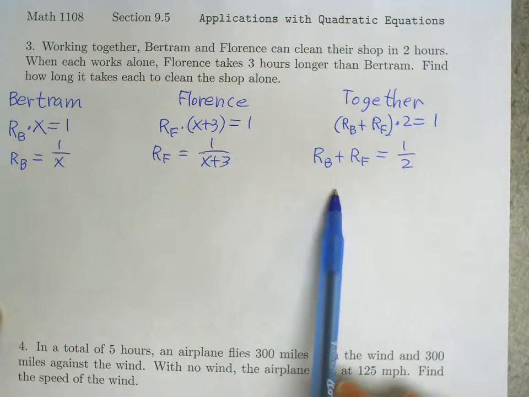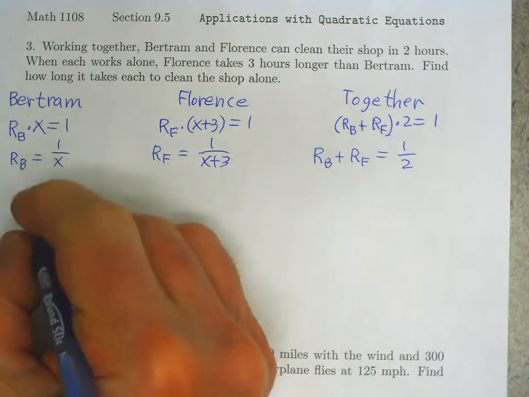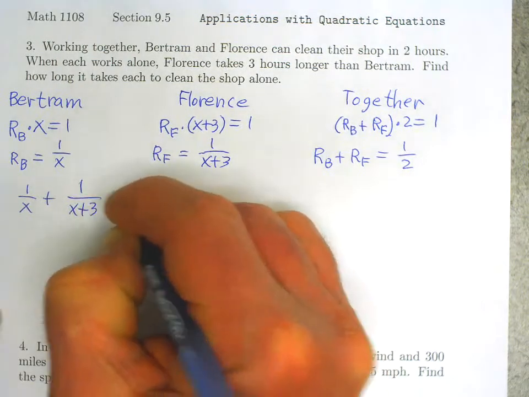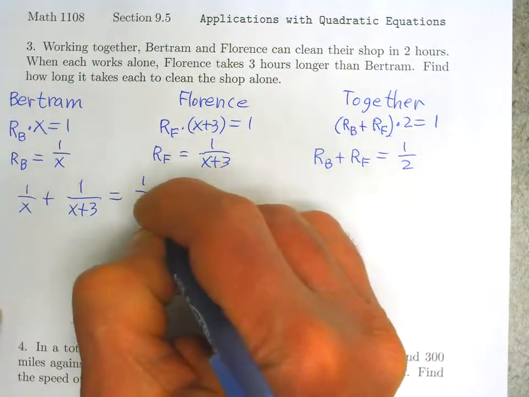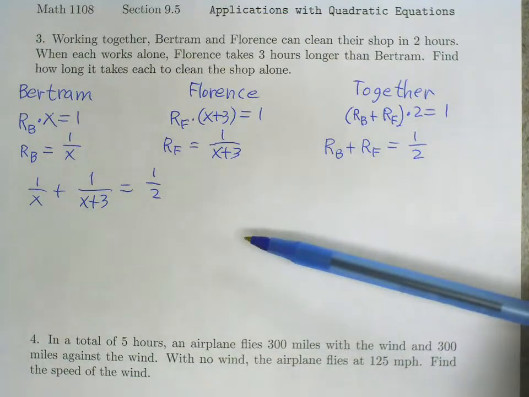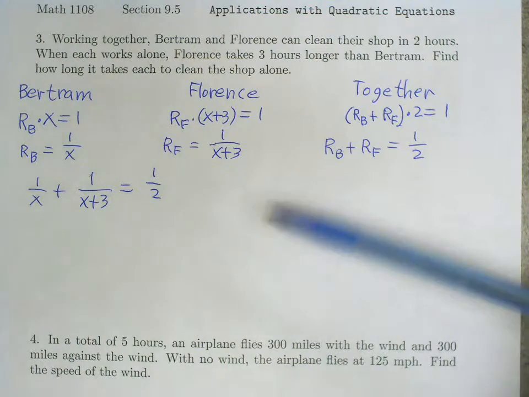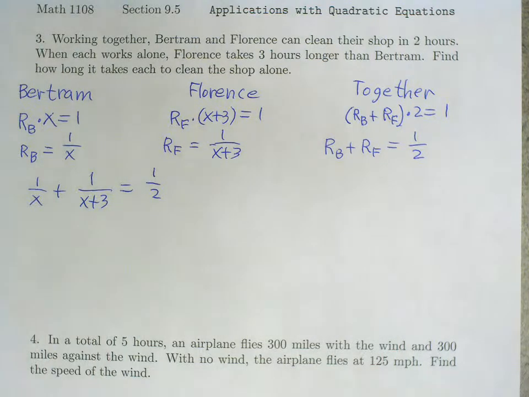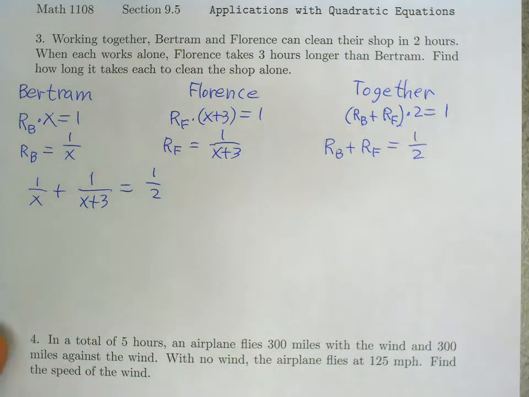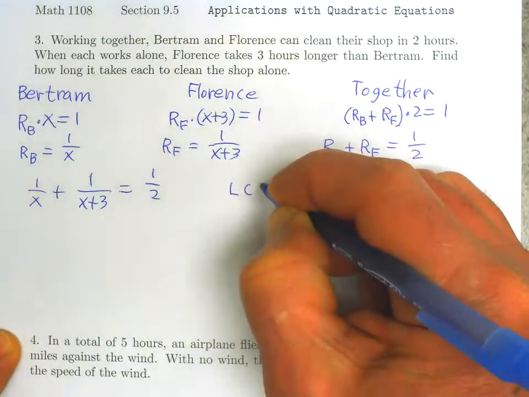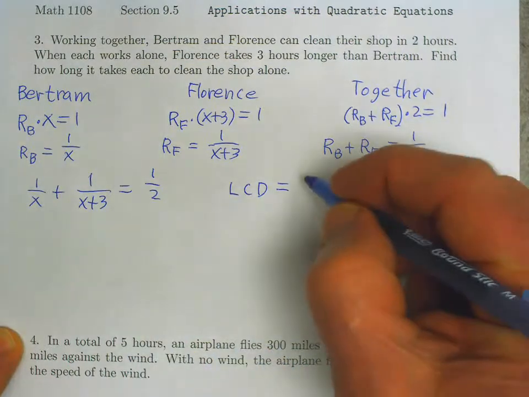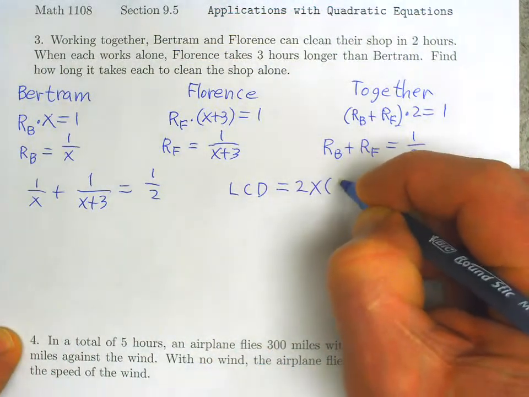Okay. Then replace Bertram's rate with 1 over x. So we get 1 over x plus Florence's rate, which is 1 over x plus 3. And the sum of the two rates is 1/2. Okay, we learned how to solve equations like this in chapter 7. This is an equation with rational expressions. The variable that we want to solve for is in the denominator. Okay, so we identify the least common multiple of the denominators, which is called the least common denominator. It's just 2 times x times the binomial x plus 3.